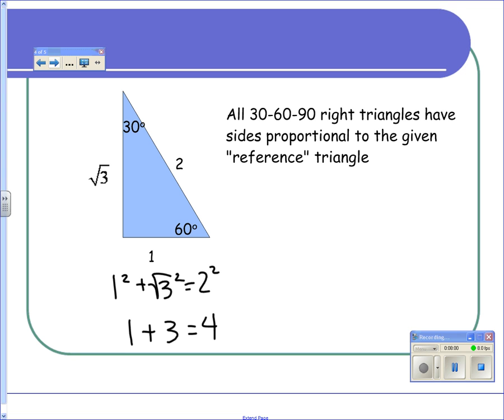Do what? They'll always reduce down to that, yeah. Does that make sense? Because you can multiply everything by 2 or whatever. Does that make sense? Okay, so you want to learn this reference triangle. It's going to be very important to learn it, okay?